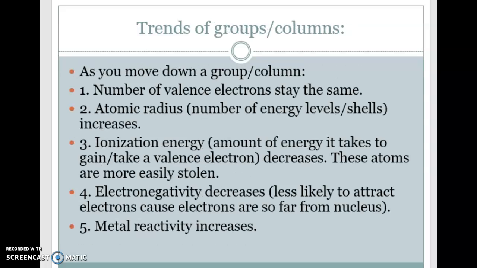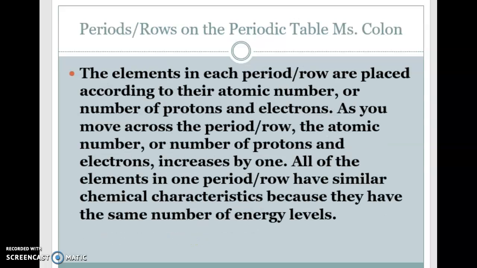Now, here are some trends of these groups or columns. As you move down a group or column, the number of valence electrons stays the same, of course. The atomic radius increases because the number of energy levels increases by 1. So as you go down a group, an energy level is added. Let's skip this for now.